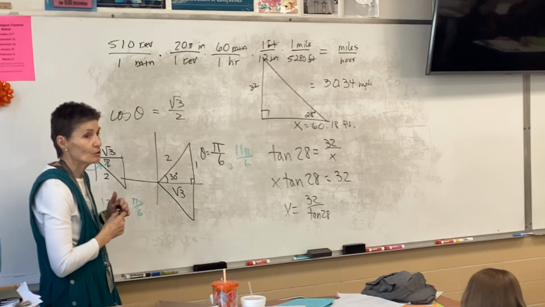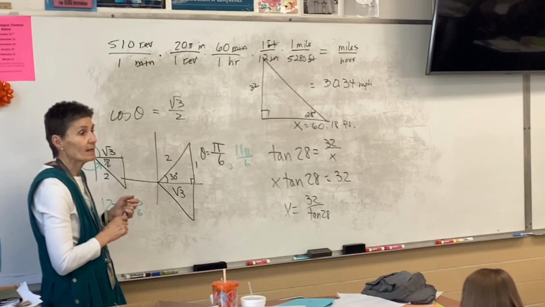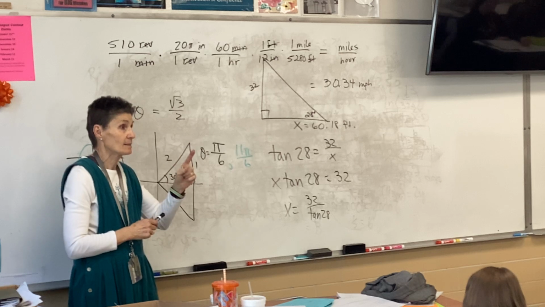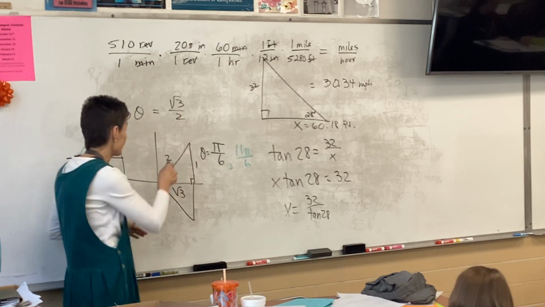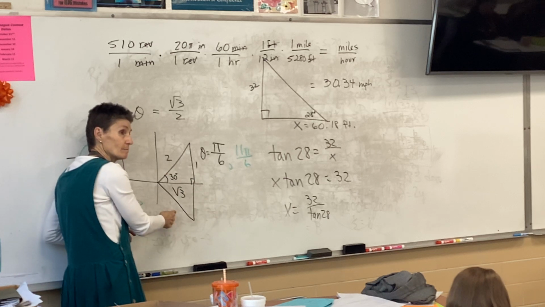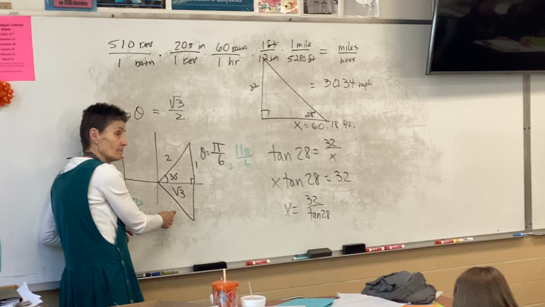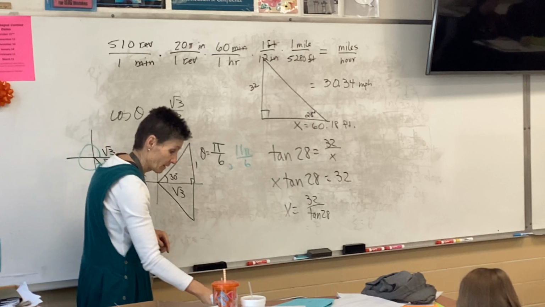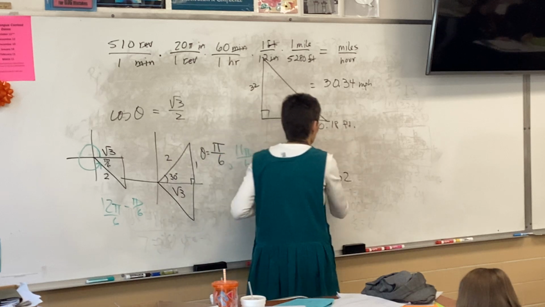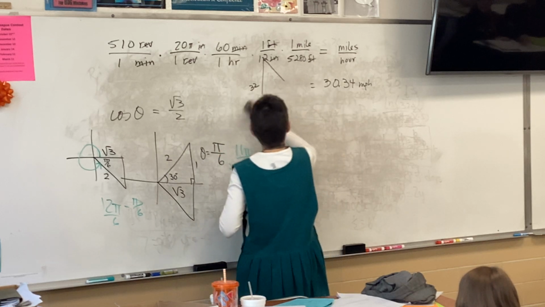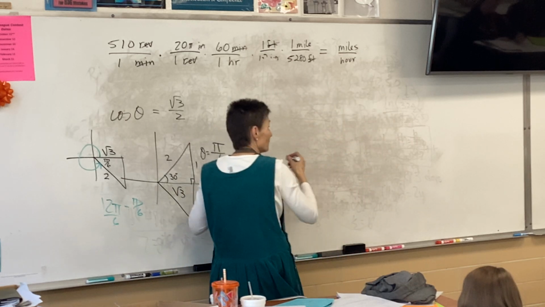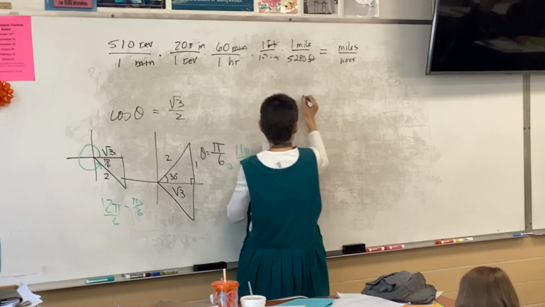How come there's 2 answers to that problem? Because cosine is x over r, and there are 2 places in the coordinate plane where x is positive. Would you want both answers? Absolutely. We have to put pi over 6 and 11 pi over 6. You need both of them.